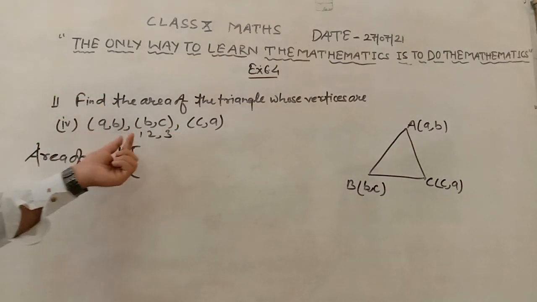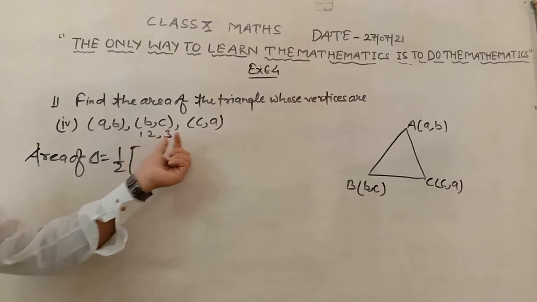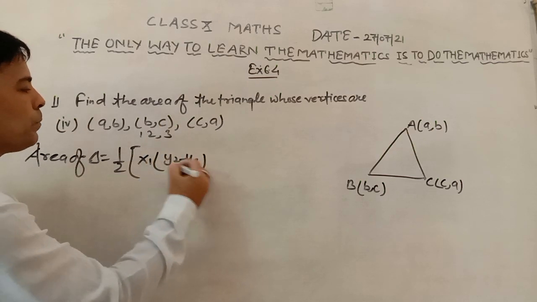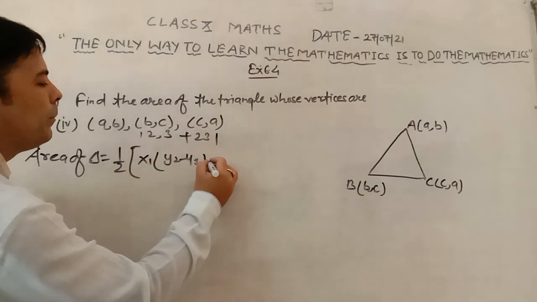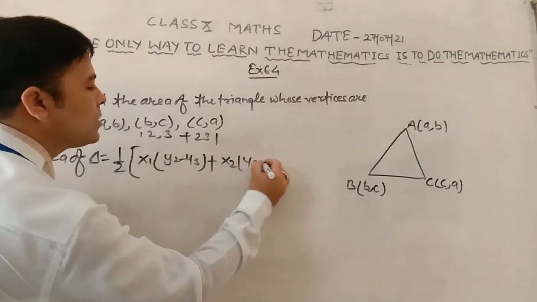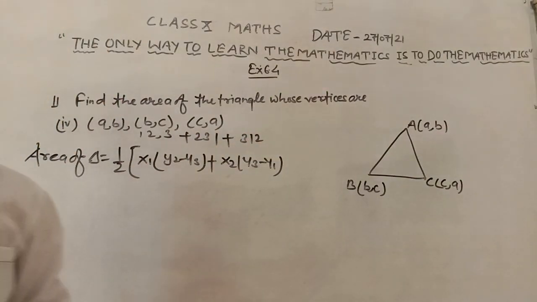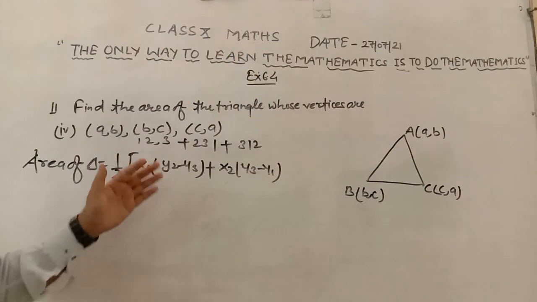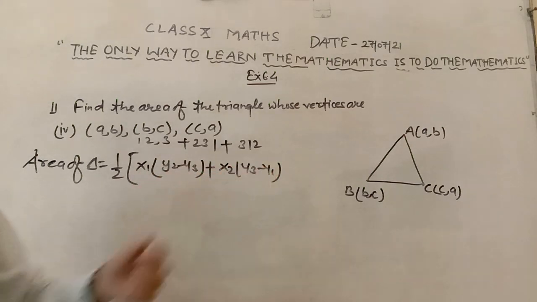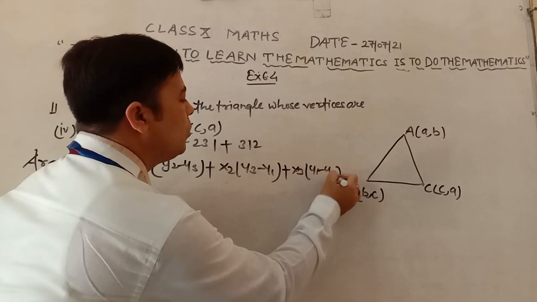Here, 1 represents x and the last two digits represent y. So it is x1 (y2 minus y3). Now 2, 3, 1 means taking a plus sign: x2 (y3 minus y1), and then 3, 1, 2. So the formula is x1 (y2 minus y3) plus x2 (y3 minus y1) plus x3 (y1 minus y2).